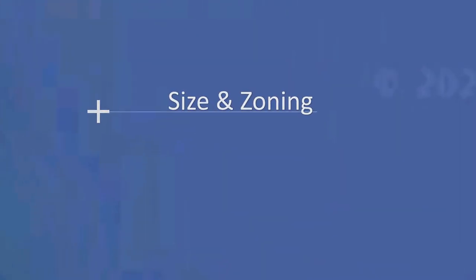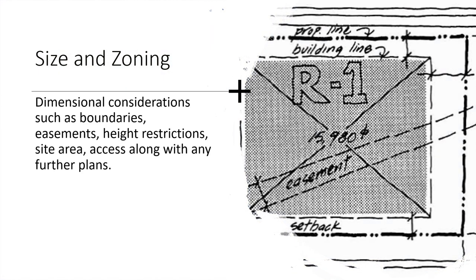Now we go to size. Now, size and zoning are the dimensional considerations such as the lot boundaries, easements, height restrictions, setbacks for your site area, or access with any further plans. Like, for example, is there going to be a road widening in the future? These documents all the dimensional aspects of the site, including the lot boundaries, what type of zoning are you in, that which declares what type of building heights is required, what type of density, what type of building you can actually build on that property.